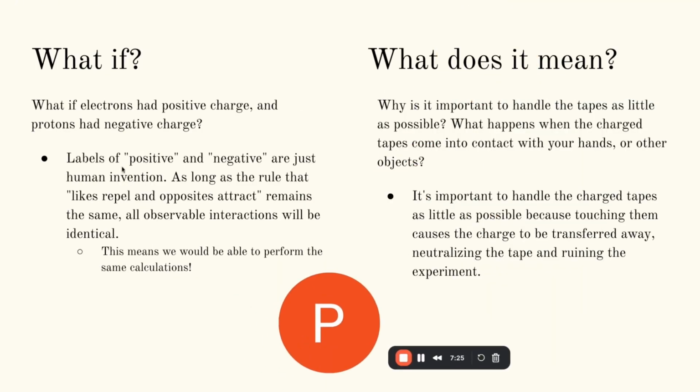So now to consider, what if electrons had a positive charge and protons had a negative charge? The labels of positive and negative are just a human invention. As long as like charges repel and opposites attract, the observations would still be identical. And this means that we would be able to perform the exact same calculations.